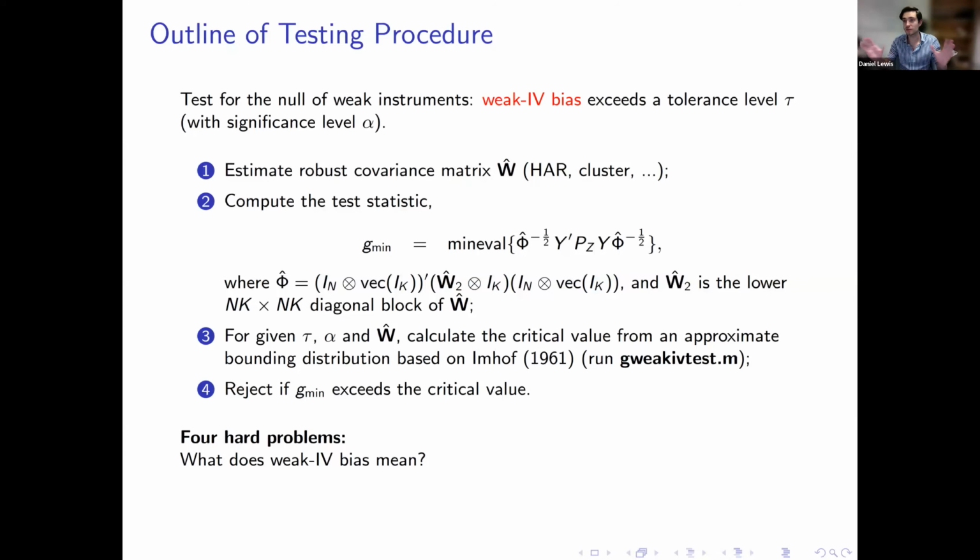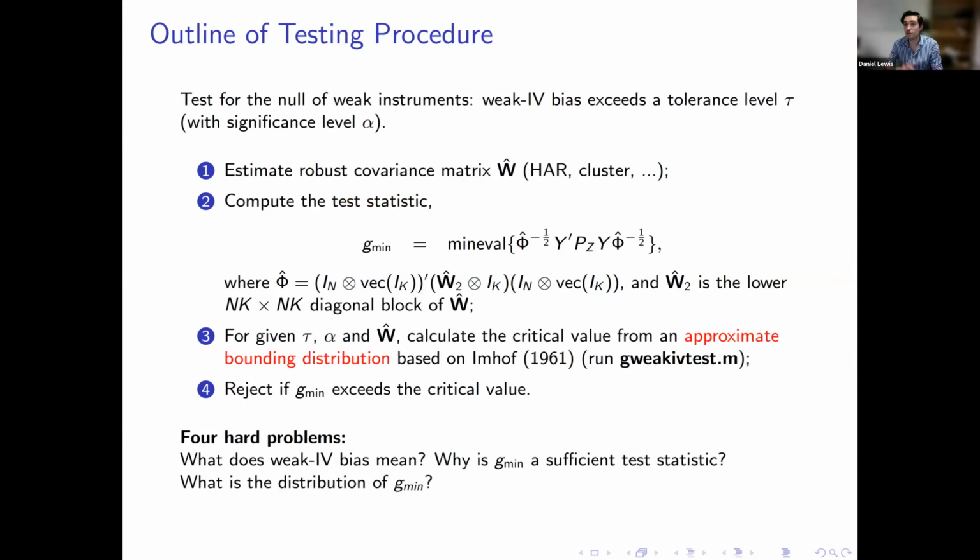Anyway, to propose this test, we have to address 4 hard problems in this paper. It's not just a straightforward extension. So actually, to go exactly to the question I've just received, we have to first define what weak IV bias means in this setting. What is tau referring to? This is not a well-defined concept yet in this more general setting. Second, we have to argue why G-min, this test statistic we propose, is actually a sufficient test statistic for this bias criterion.